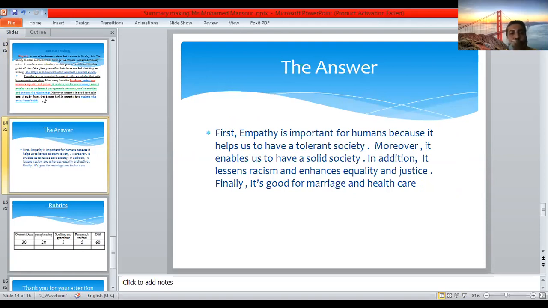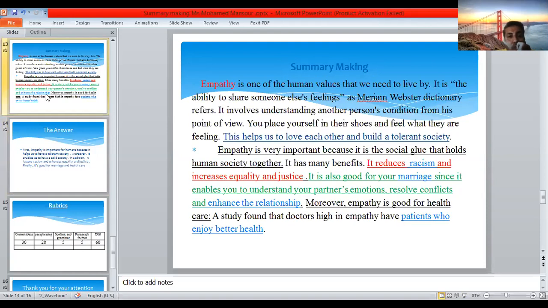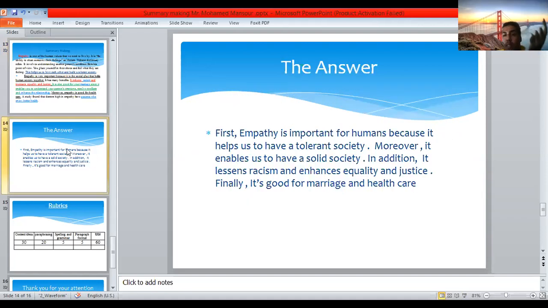We'll go back to the third answer. It reduces racism and increases equality and justice. We said, in addition, instead of reduces, I used the word lessen. This is a synonym. Racism. And I used the word enhance. This is a synonym. And we joined the two sentences to make them one sentence.